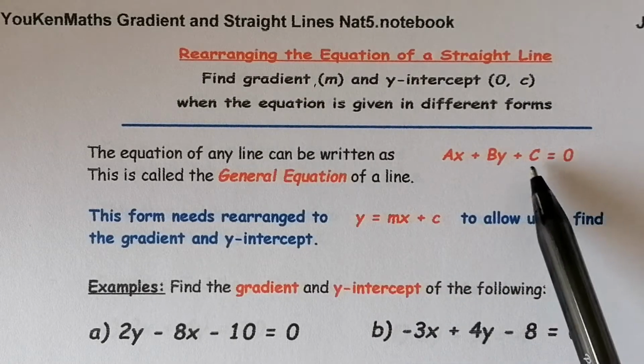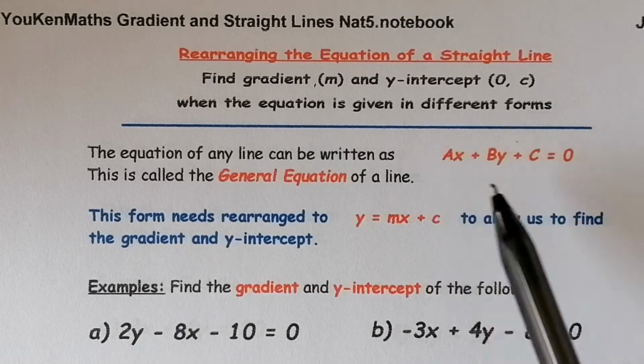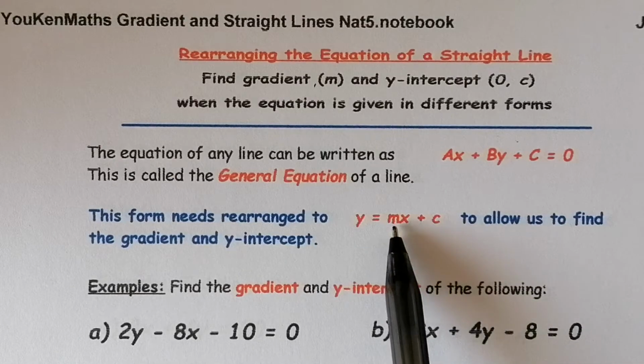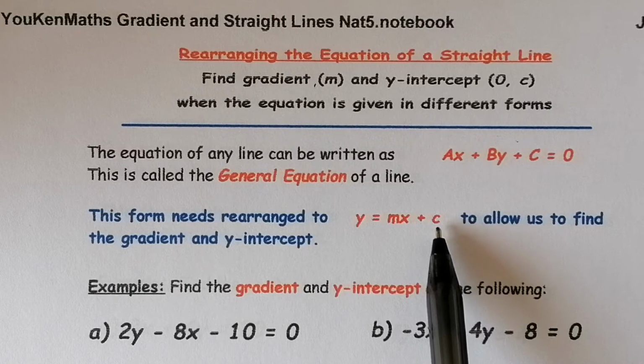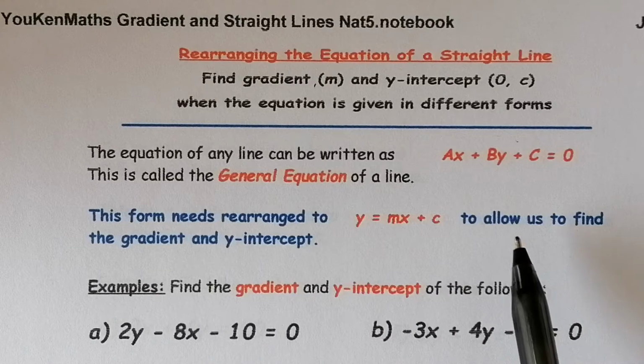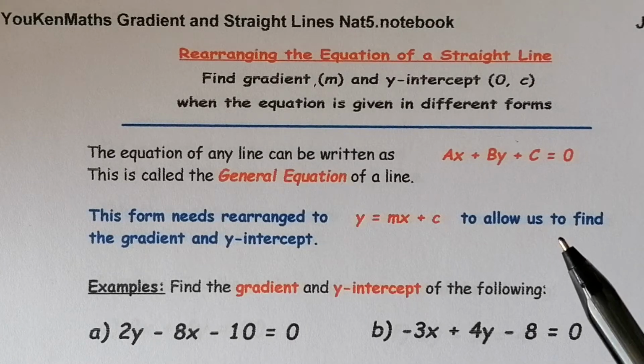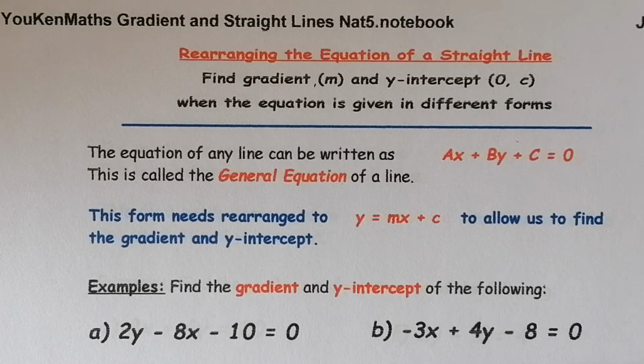What we're going to have to do is convert this form into y equals mx plus c to allow us to pull the gradient, which is the m value, and to pull the y-intercept, which will be the value that will appear at c. So this is what we're going to be doing today, and we're going to be using a number of examples. I've got 10 examples I'm going to do. Again, you can freeze the video when you're comfortable with it. Try the questions and see how well you get on with them.